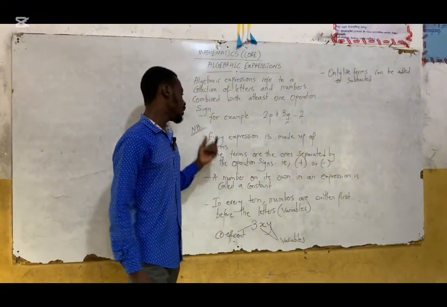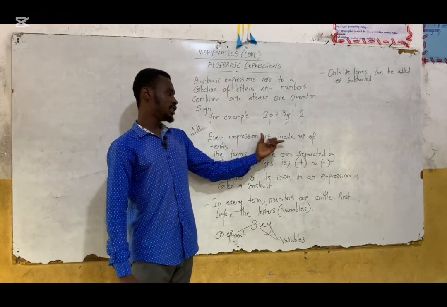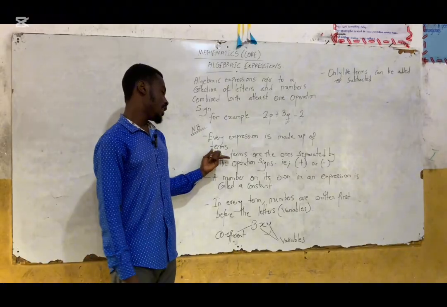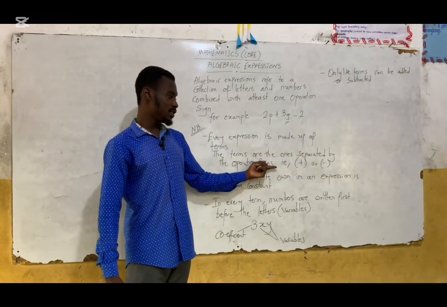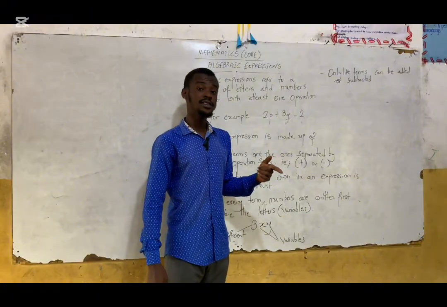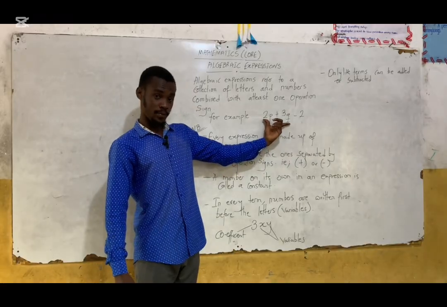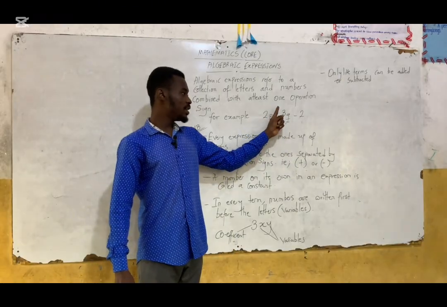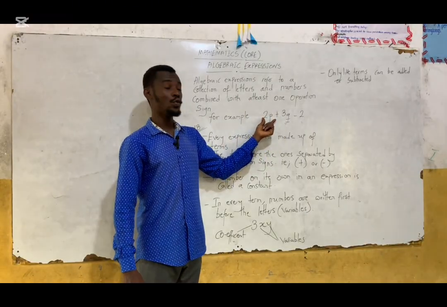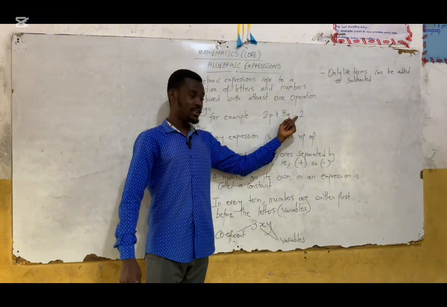Now some key concepts for us to consider. Every expression is made of terms. The terms are the ones separated by the operation signs, that is either plus or minus. It can be times, that is the multiplication sign, or it can be the division sign. A typical example here, we have 2p and 3q being separated by plus, the addition sign. Then it means 2p is a term on its own, 3q is a term on its own, as well as 2, because it's also separated by the minus sign.